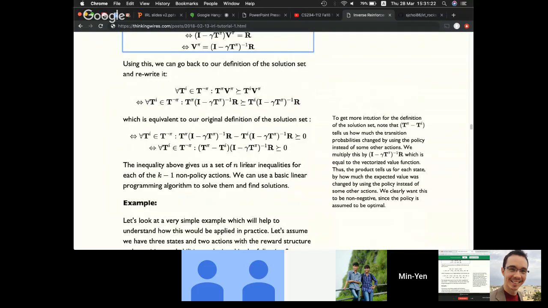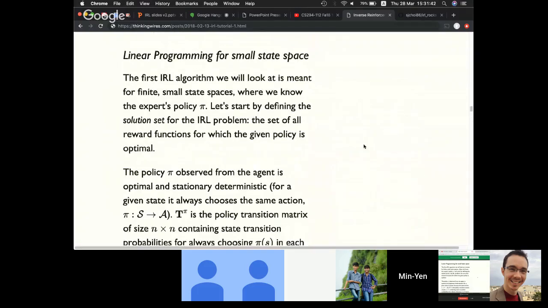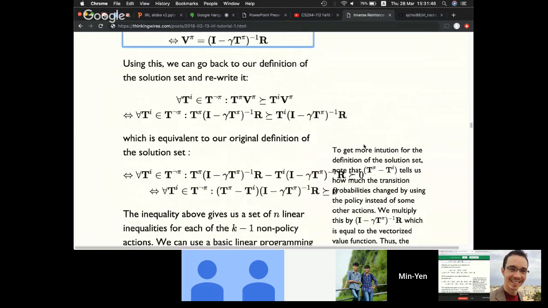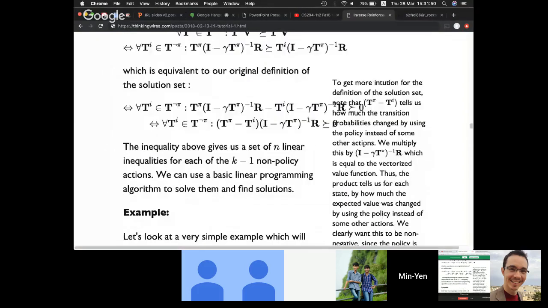Okay. So I don't know where to go from here. Right. To get more intuition for the definition, can you guys read that? I don't know. I can see it very clearly on my monitor, but I don't see it very well there. Too much. Done.